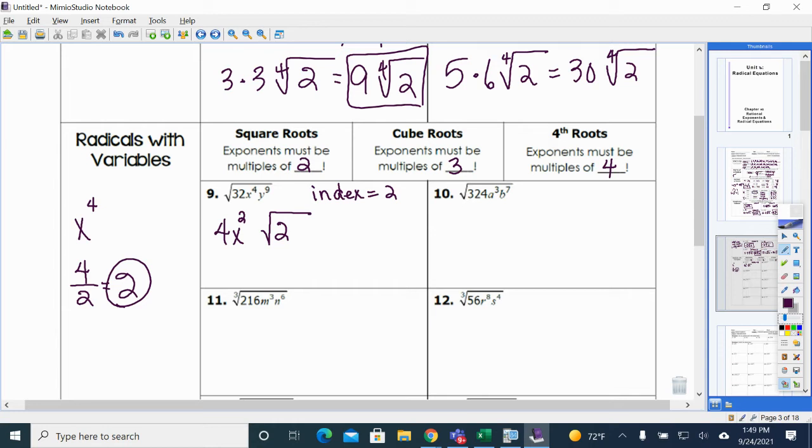Now let's talk about the y to the 9th. 9 divided by 2, and I'm dividing by 2 because that's the index. 9 divided by 2 does not go evenly. 2 times what gets me close to 9? Well, 2 times 4 is 8, right? With a remainder of 1. So what that means is I'm going to have 4 y's on the outside, and that 1 remainder is going to be left on the inside.